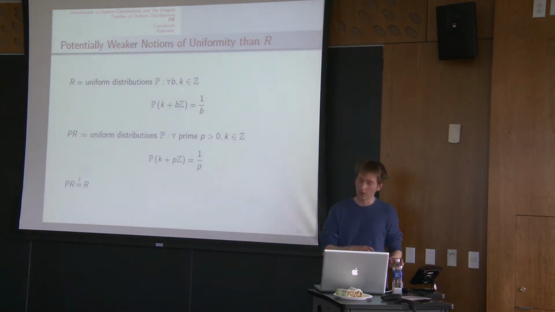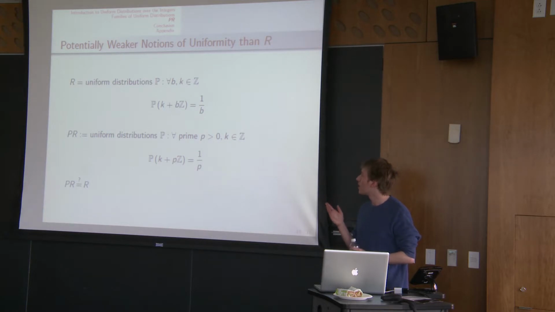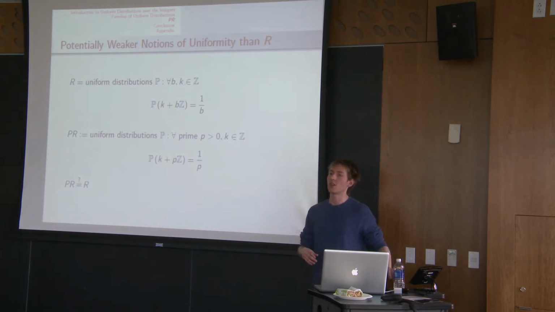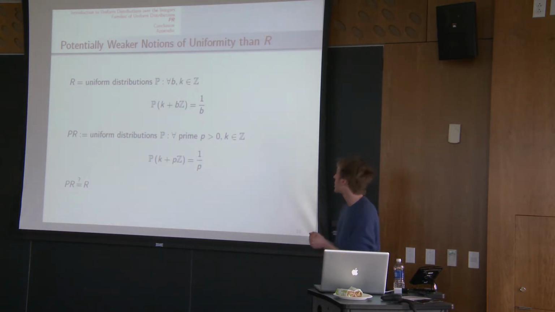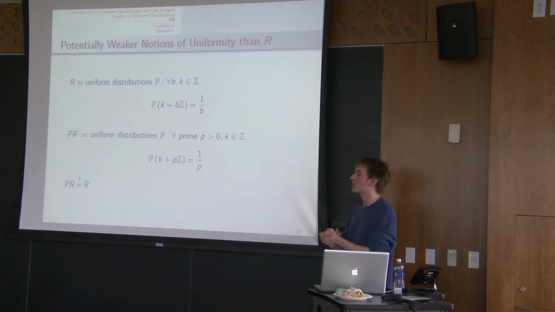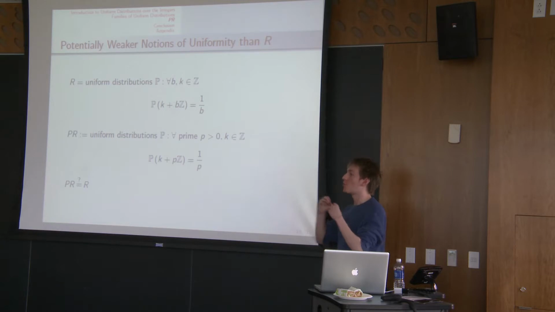So I don't think I did a good job explaining that, but here I'm going to make it more precise. Let me remind you what the residue class family is. It just assigns every residue class mod b the probability of 1 over b. And so we're going to consider this particular question. We're going to define this new family, the prime residue class family. We're just going to say that the residue classes mod p for prime p get probability 1 over p. And then we're going to ask, does this prime residue class family equal the residue class family?